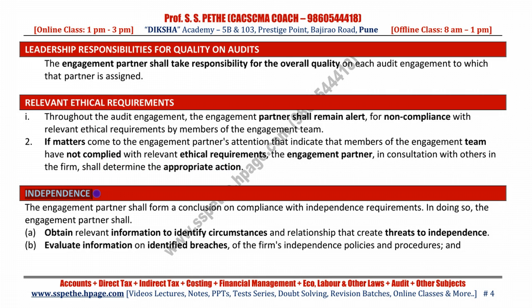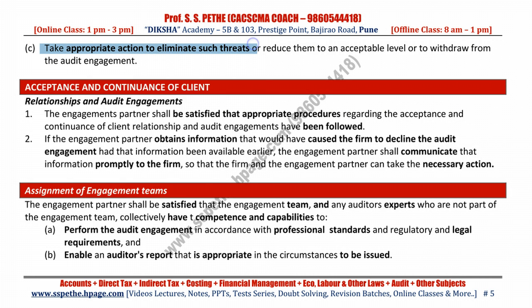Then comes the item independence. Engagement partners shall form a conclusion on compliance with the independence requirements. The partner shall obtain relevant information to identify the circumstances and relationships that create threats to independence and evaluate the information on identified breaches of the firm's independence policy and procedures, and then take appropriate action to eliminate such threats or reduce them to an acceptable level or to withdraw from the audit engagement. This point is clearly saying that independence is supreme. So partners should try to have independence. They should not work under the influence of any other person or third party.